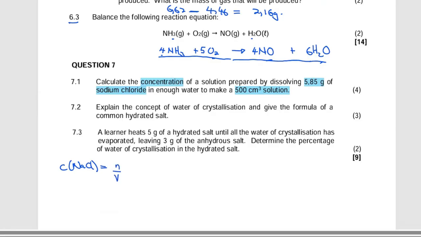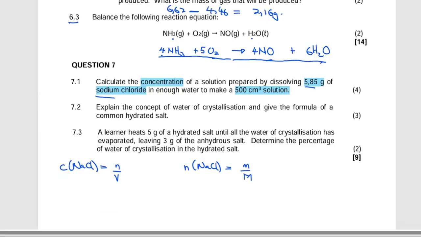But looking at this now, do we have the number of moles there? We don't. But what are we given there? We're given the information about sodium chloride. So now I'm going to use the number of moles of sodium chloride. I'll start with this formula. Number of moles of sodium chloride is equivalent to m over M.